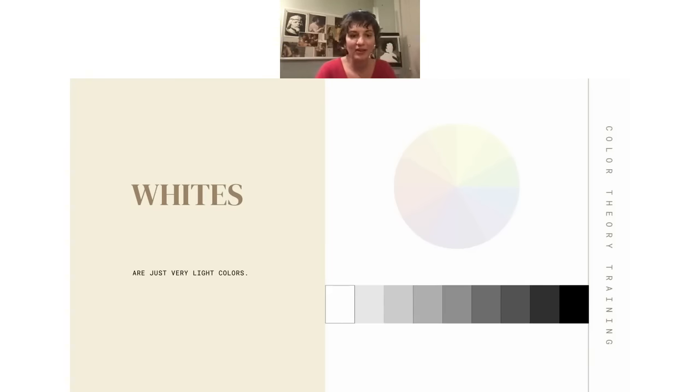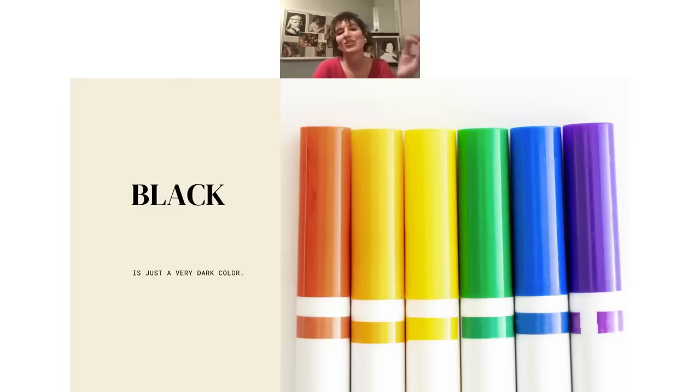Now let's talk about the opposite, all right? So black, there's no such thing as black either. Can anybody guess? Anybody want to take a stab in the chat here at what black is, having just learned about white? I'm seeing some good answers. So black is just a really, really dark red, orange, yellow, green, blue, purple.